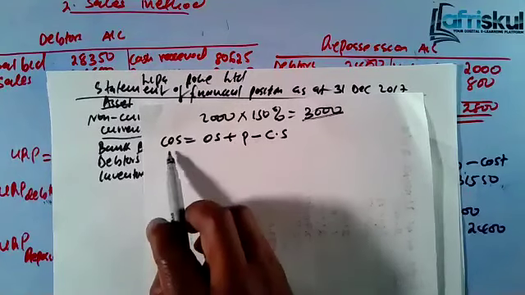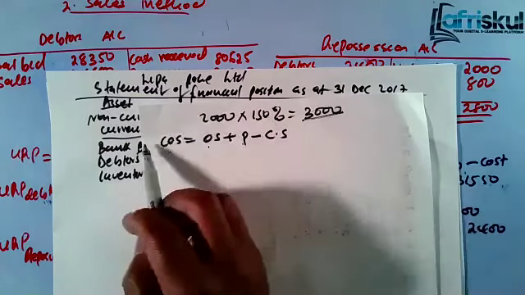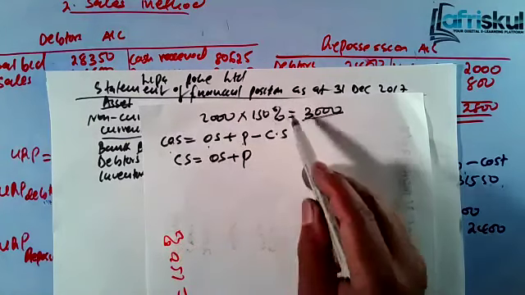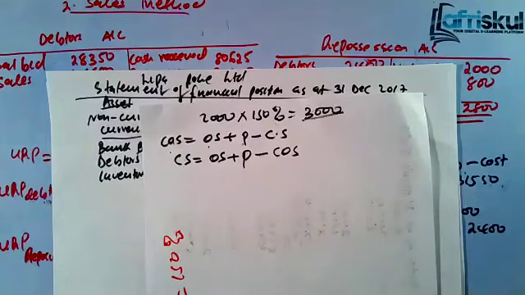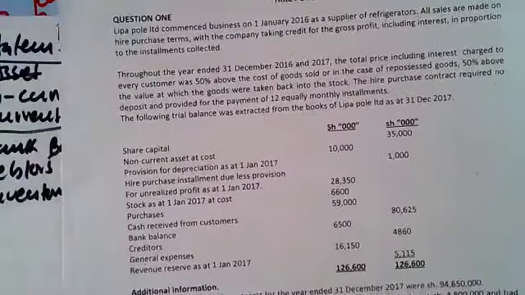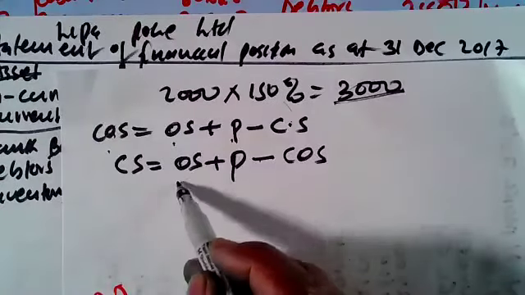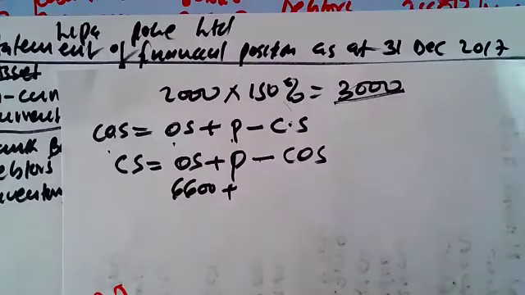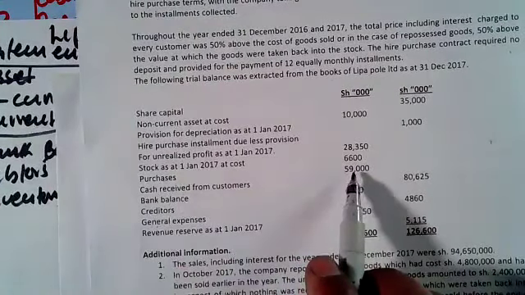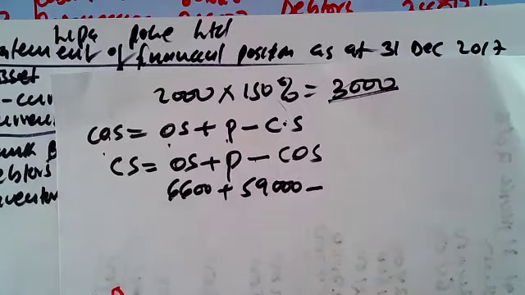In this case, we have the cost of sales, we have the opening stock, we have the purchases. So what we need is the closing stock. So to get the cost of sales, it will be opening stock plus purchases minus closing stock. How much was the opening stock? Stock as at 1st January 2017 was 6,600. Take 6,600, you add the purchases. We had the purchases of 59,000. You add 59,000 minus cost of sales.